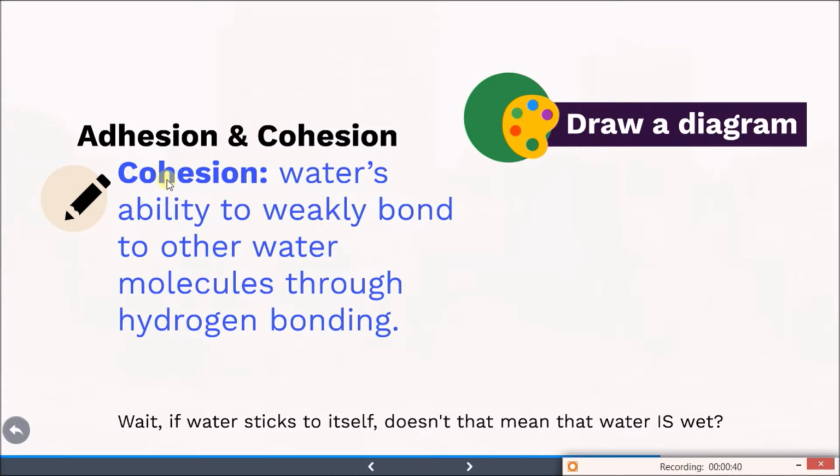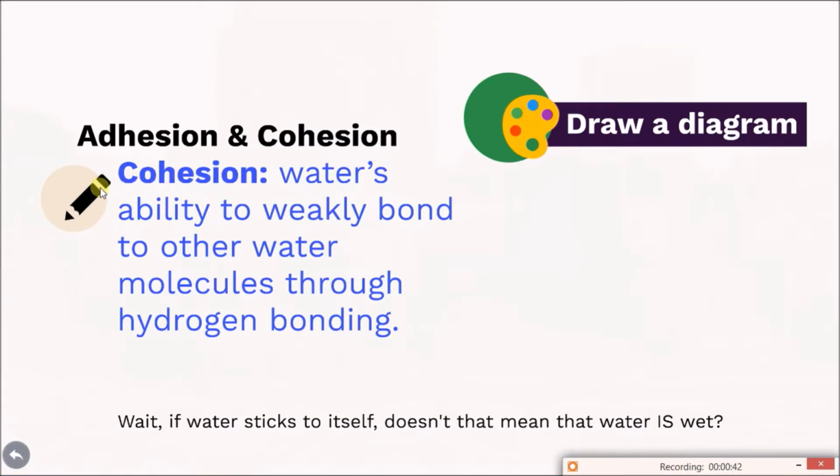Here we have cohesion. Write that word cohesion. See the pencil symbol? Water's ability to weakly bond to other water molecules through hydrogen bonding. So cohesion, this prefix co means together, to work together, to combine. So we have cohesion, meaning water's ability to weakly bond to other molecules through hydrogen bonding. We're going to go ahead and draw ourselves a diagram of that.